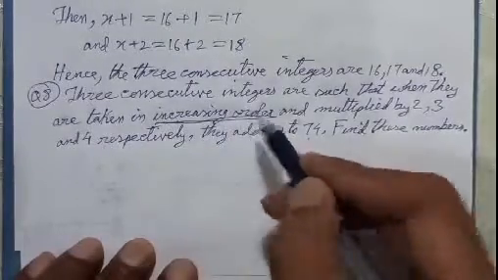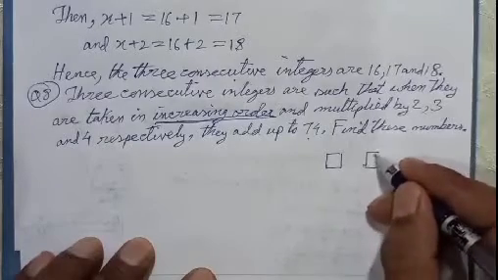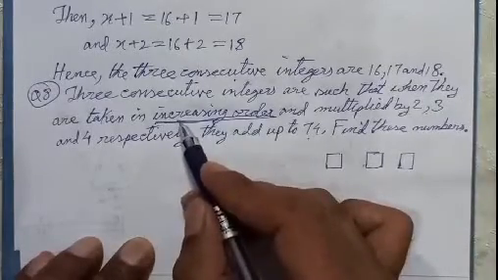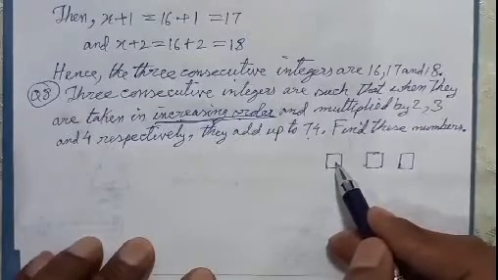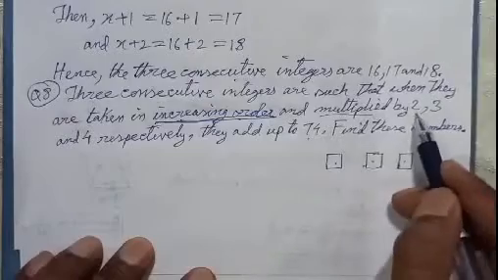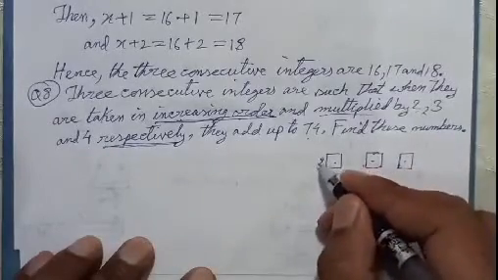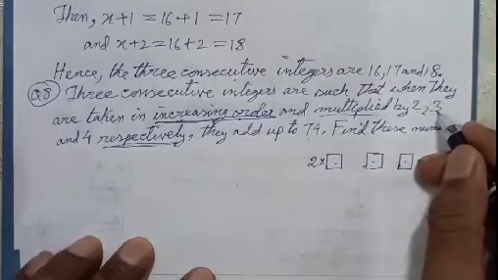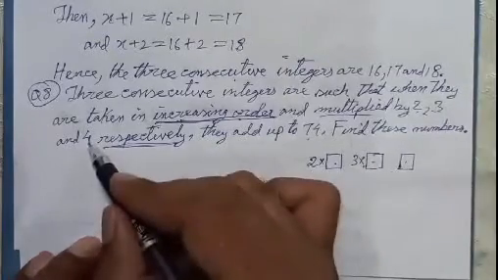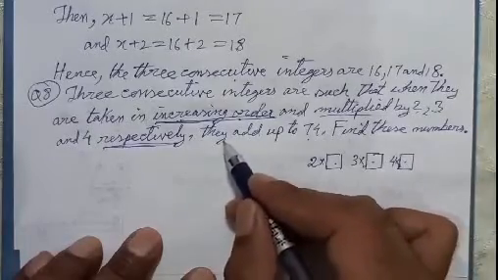You see here, this is increasing order. Let us suppose that this is the first consecutive integer, and this is the second consecutive integer, and this is the third consecutive integer. And we have to take this as increasing order. That means this is the smallest one, then this is larger, from there this is again larger. Then we have to multiply by 2, 3, and 4 respectively. If there is respectively, then the first number will multiply the first integer, and the second number 3 will multiply the second consecutive integer. And the next number 4 will multiply the third integer.